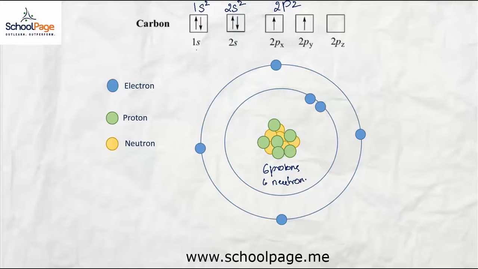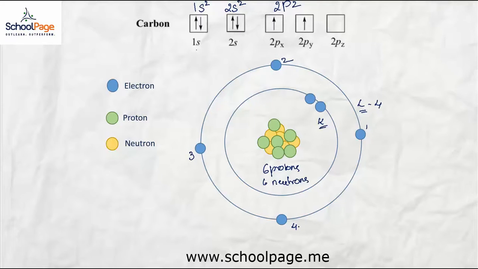The 6 electrons are distributed in 2 shells, the K shell and the L shell. The K shell has 2 electrons and the L shell has 4 electrons. 1, 2, 3, 4.